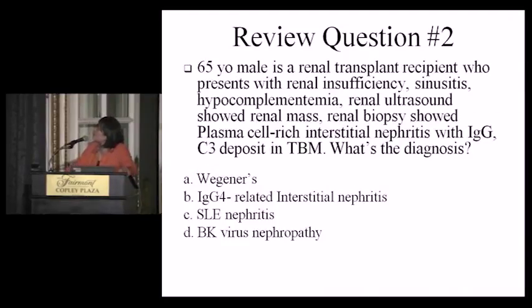Okay, question number 2. A 65 year old male is a renal transplant recipient who presented with renal insufficiency, sinusitis, hypocomplementemia, and renal ultrasound shows a renal mass. Renal biopsy shows plasma cell-rich interstitial nephritis with IgG, C3 deposit in the tubular basement membrane. What's the diagnosis? Anybody want to tell me? A? B, that's it. That's it. So I think it should be easy for you to remember this entity now.